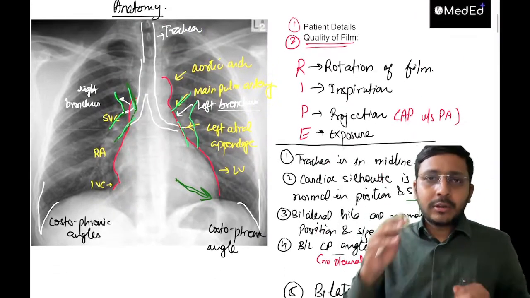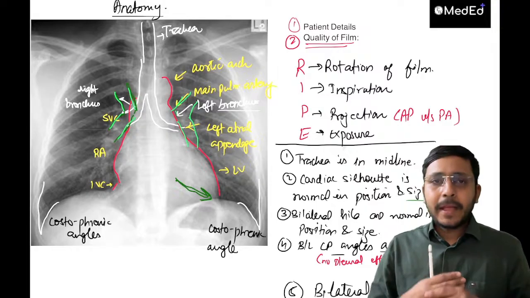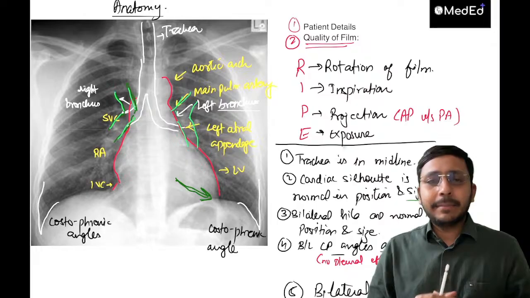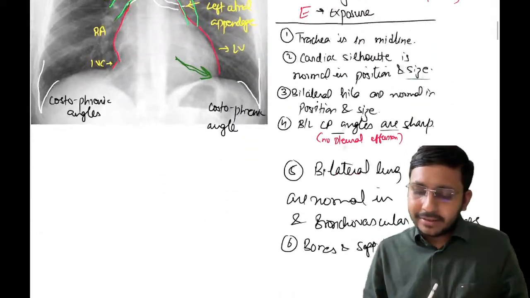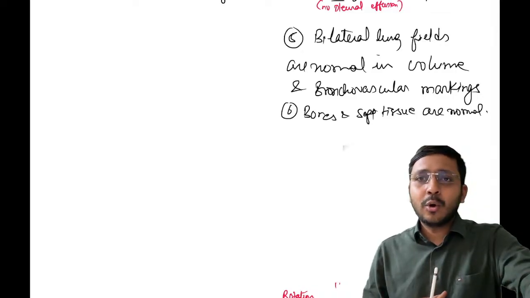So we first talk about the airways. Trachea is in midline, cardiac size is normal in position. Then bilateral hilar are normal in position and size. Bilateral CP angles are normal, and bilateral lung fields show normal volume and bronchovascular markings. This is the broad outline of our chest X-ray reading.